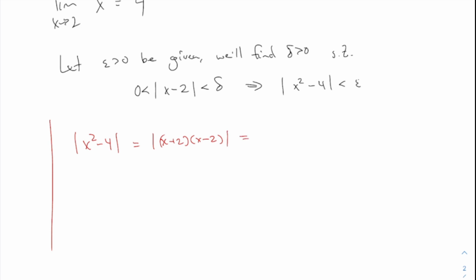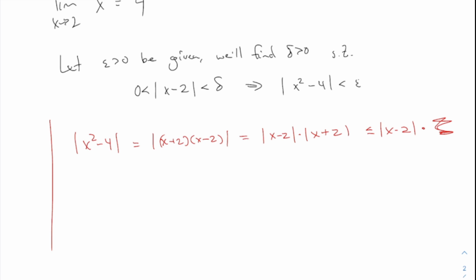And you might as well separate it out. I just wrote them in the other order for some reason. I like the |x minus 2|, right? This is what I want to see in there. This is extra business that needs to be dealt with. So really my goal is to say this is less than or equal to |x minus 2| times something here. Sort of fill in the blank. What is an upper bound for that |x plus 2|? That's what we need to fill in.